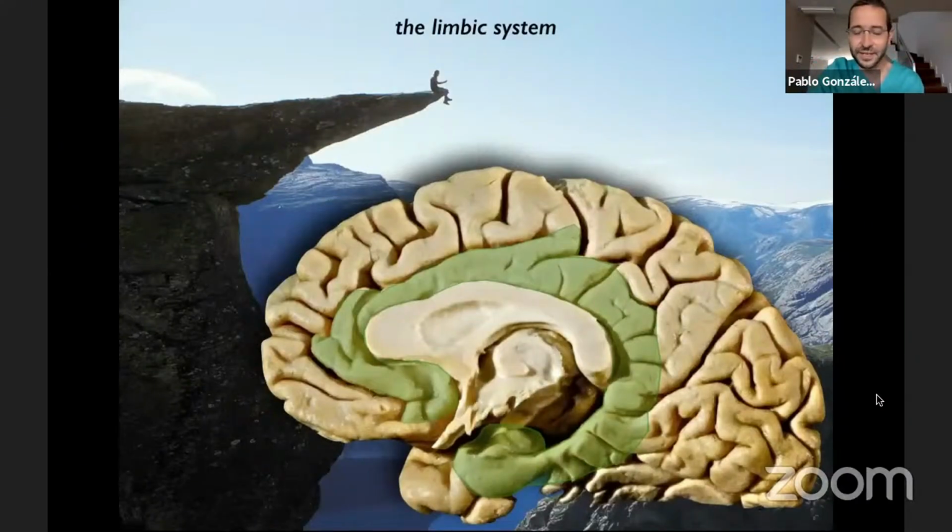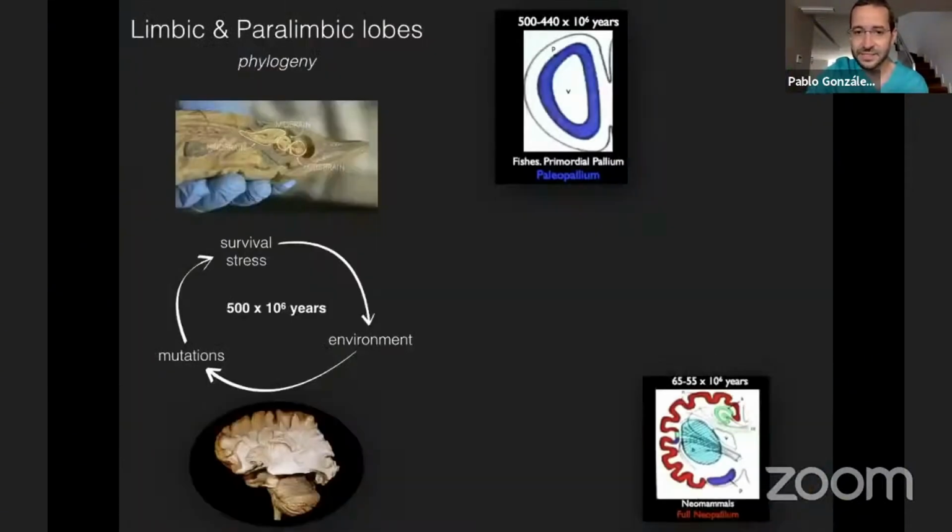This is the first concept I learned: it means the edge. In this case, it means the edge of the hemisphere, because all the limbic and paralimbic structures, as we will be discussing today, are located in the interhemispheric fissure and in the basal aspect of the hemispheres. And this is not by accident.